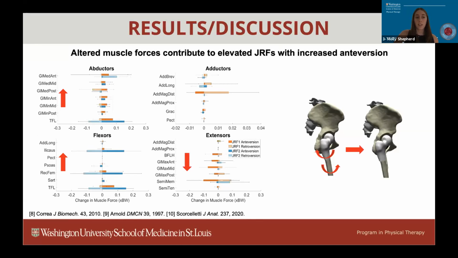The increase in the flexor muscle forces could contribute to those increases seen in the superior joint reaction force components. And while we know that relative retroversion has the opposite effect of increased anteversion, more work is needed to really understand what this means for patients with hip dysplasia.